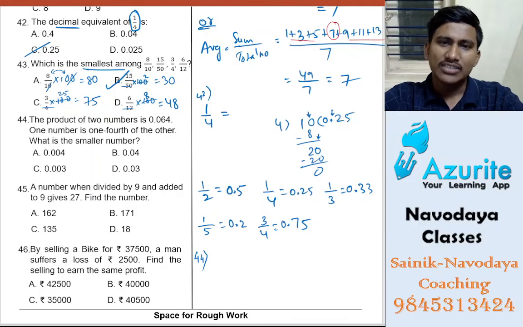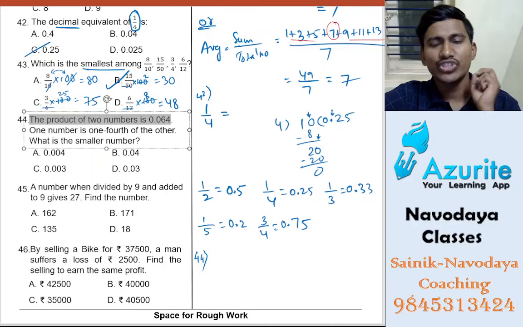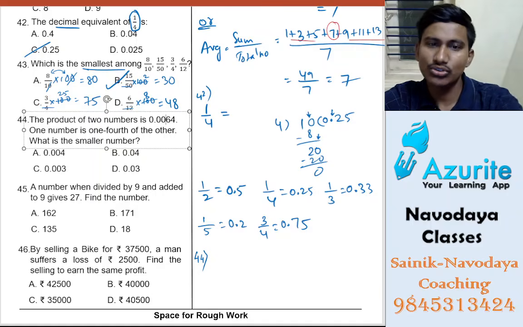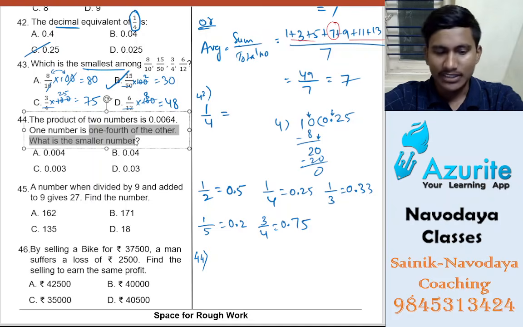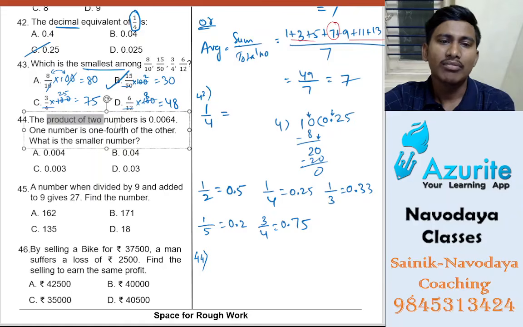So see students, 44 question. What is the question? The product of the numbers is 0.064, right? One number is 1/4 of the other. What is the smaller number, is the question. One number is 1/4 of the other. Then find the smaller number.